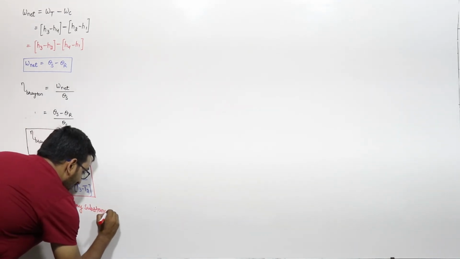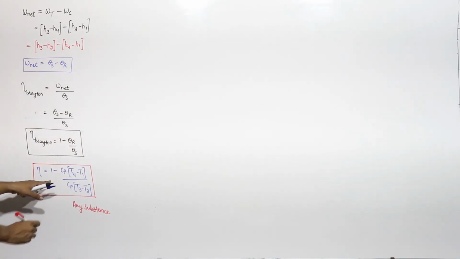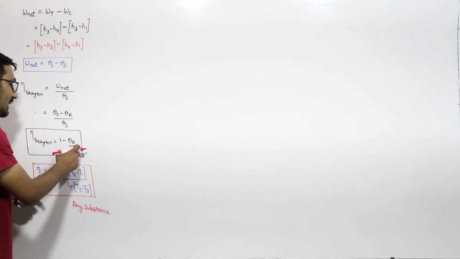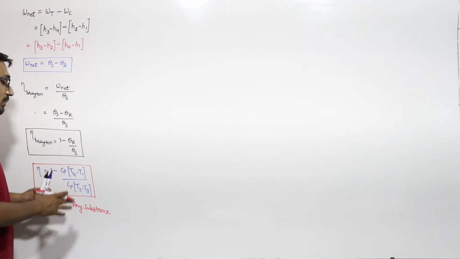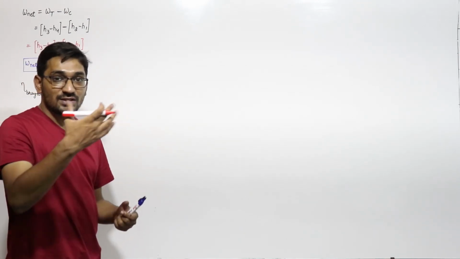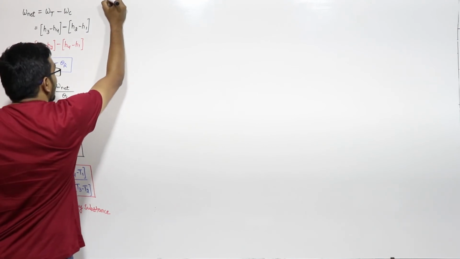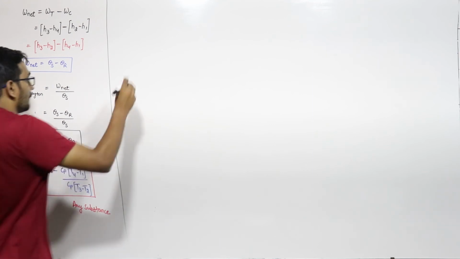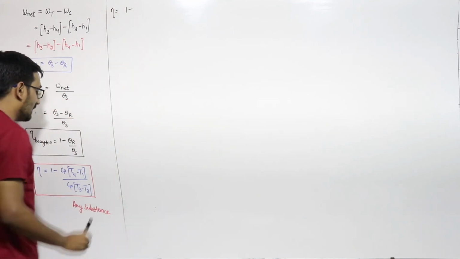Don't feel like this formula we can write only for ideal gas. This is not the condition, because heat rejected will be equal to Cp into T4 minus T1 and heat supply will be equal to Cp into T3 minus T2. This formula can be written for any substance because these are constant pressure heat transfer processes, right? So this is not only for ideal gas, this can be written for any substance. Just note it down.